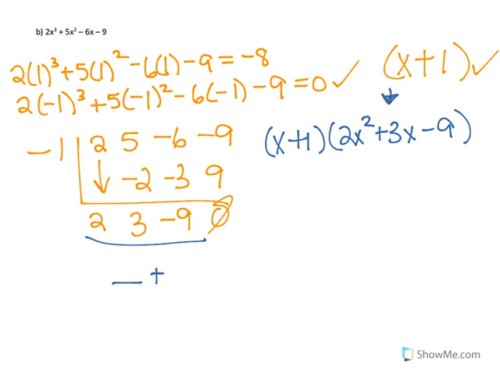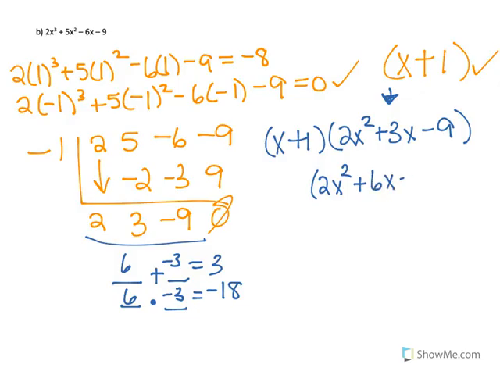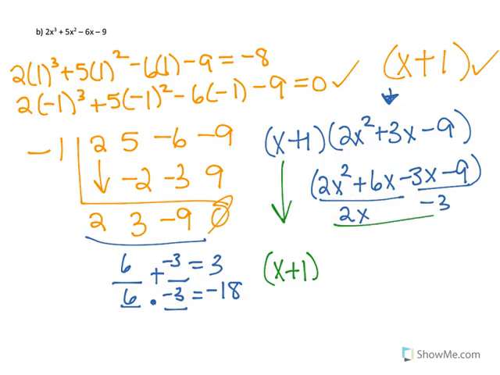Two numbers that add up to make 3, multiply to make 2 times negative 9, which is negative 18. My numbers are going to be 6 and negative 3. A is not 1, so I need to break up my middle term. So we have 2x squared plus 6x minus 3x minus 9. Two groups. We have 2x minus 3. So our final factored term, start with the x plus 1, is x plus 1. We have the 2x minus 3, and then whatever's left over. So x plus 3.